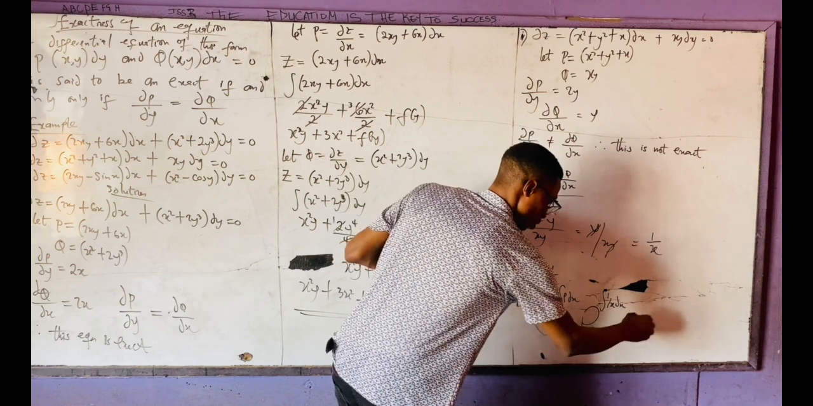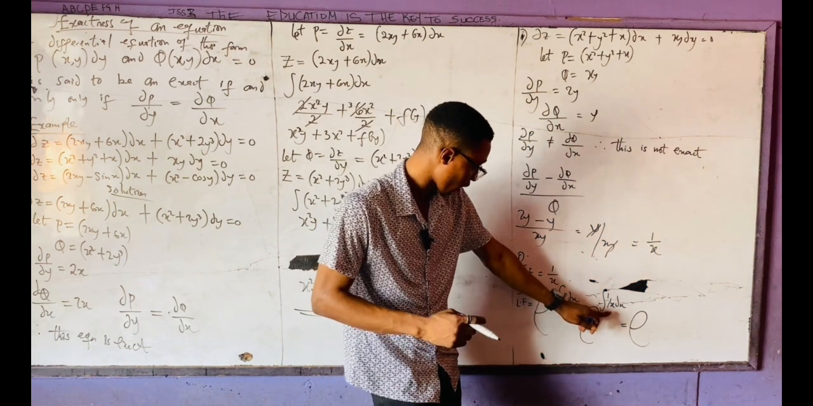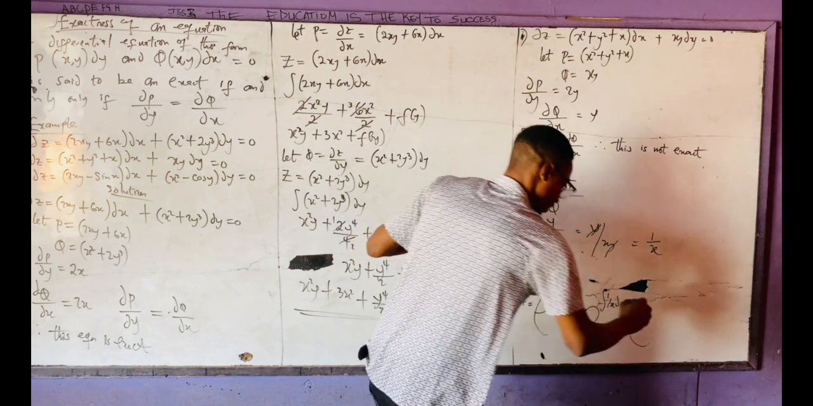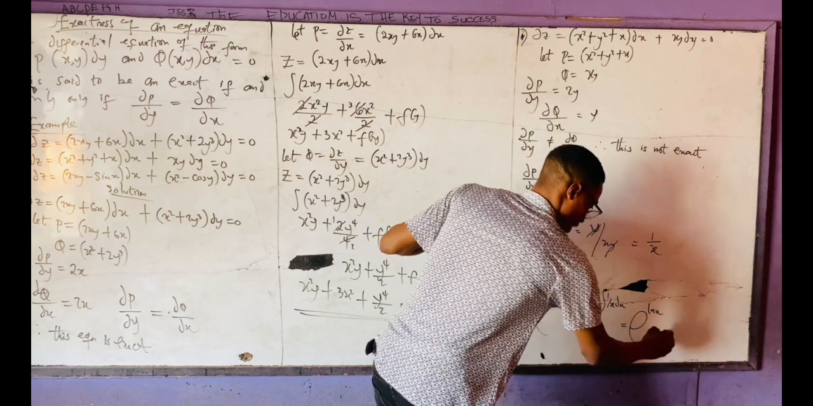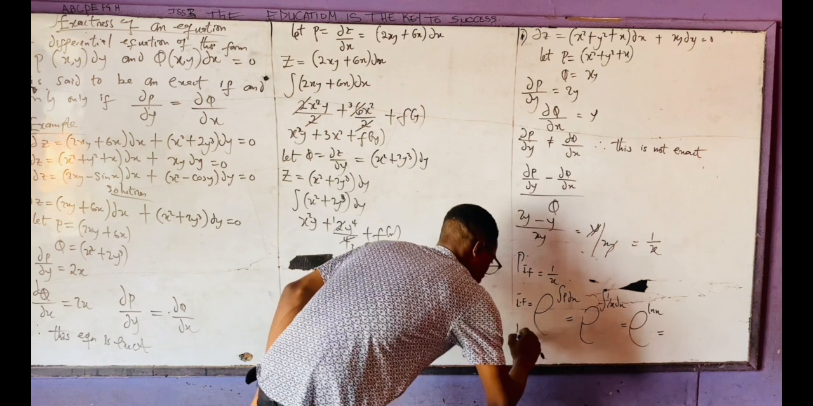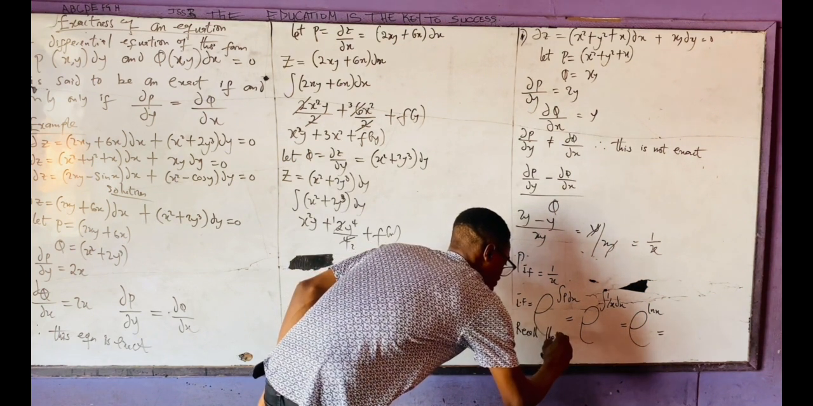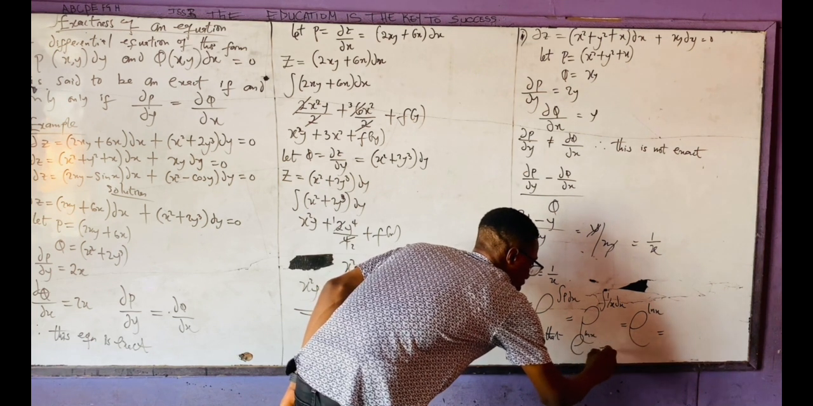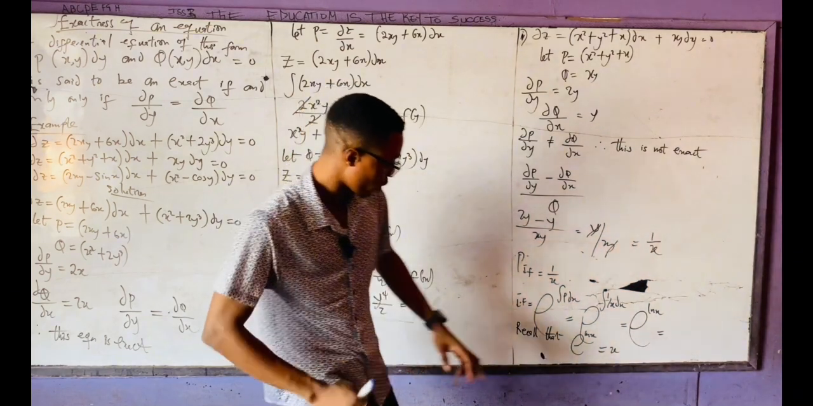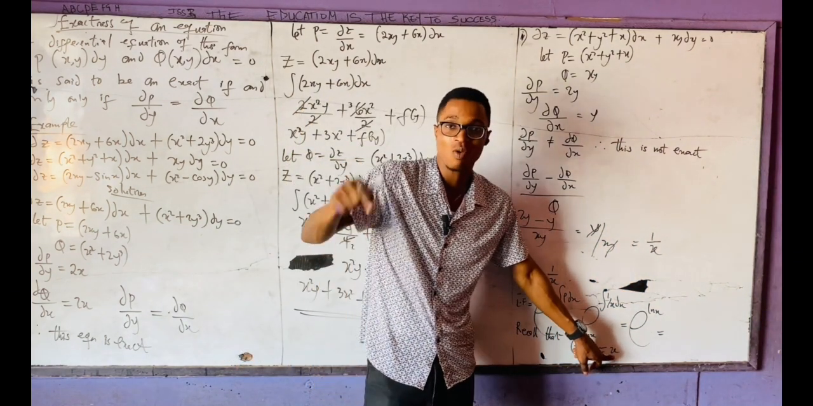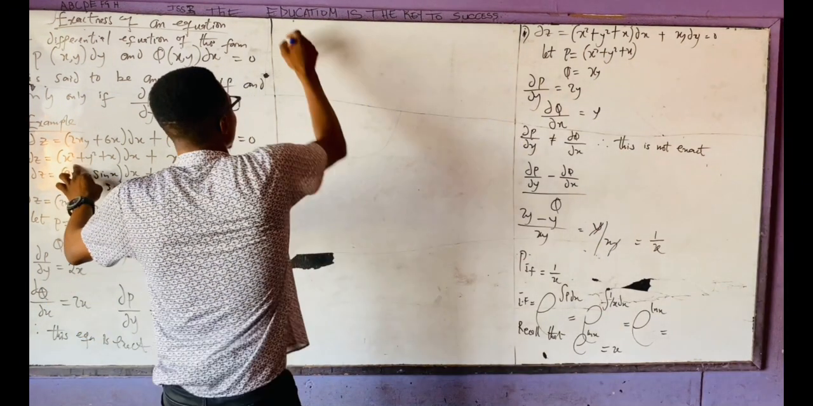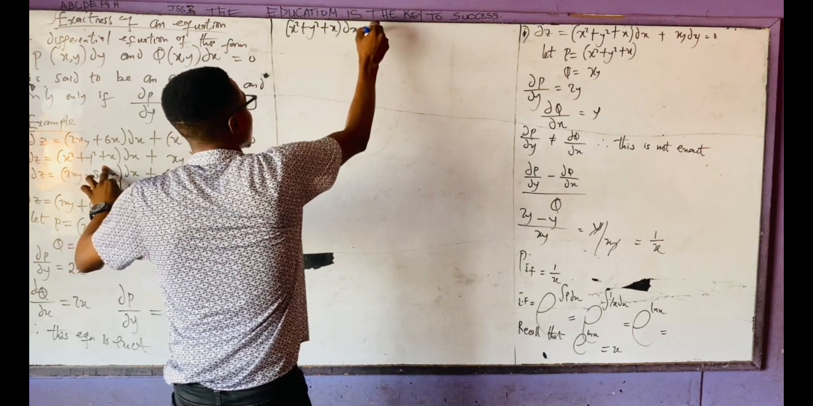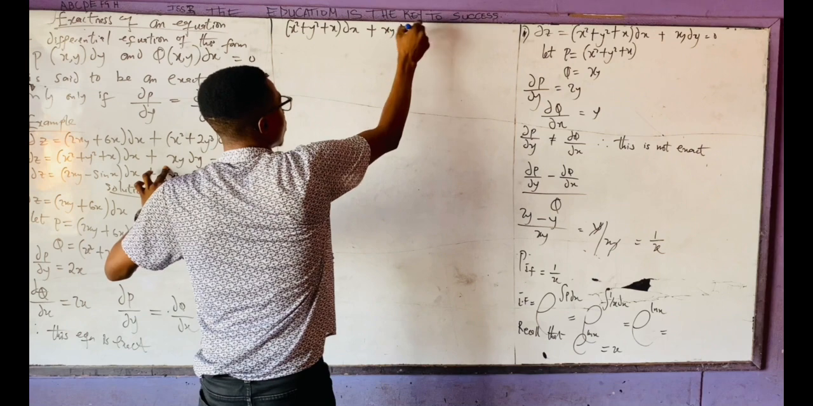And of course, this is equal to exponential of, if I integrate 1 over x with respect to x, I'm going to have ln x. And recall that exponential raised to the power of ln x is equal to x. Now we need to use this x to multiply our real question. And the real question is x squared plus y squared plus x dx plus xy dy equals 0.